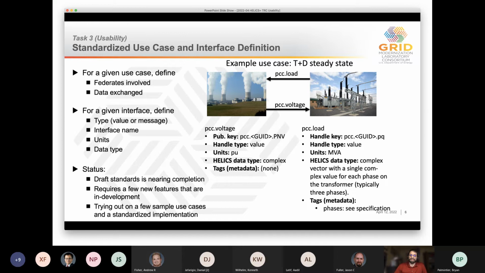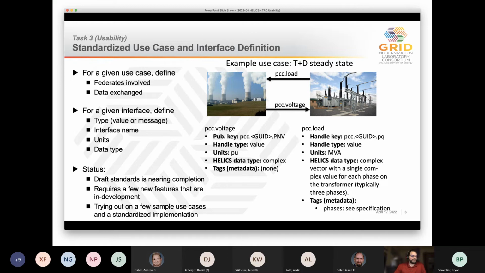The flip side of that is if your use case requires, this is a silly example, maybe your distribution tool, for some reason, doesn't provide access to the nodal voltages. And if you are trying to do the CVR use case, you might need that, right? That might be in the specification for the standardized use case. If that's the case, then you won't be able to use that tool for that use case because the use case says you need those voltages.